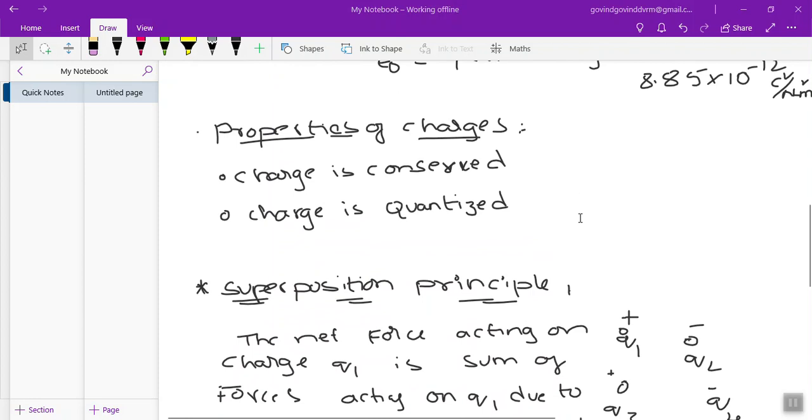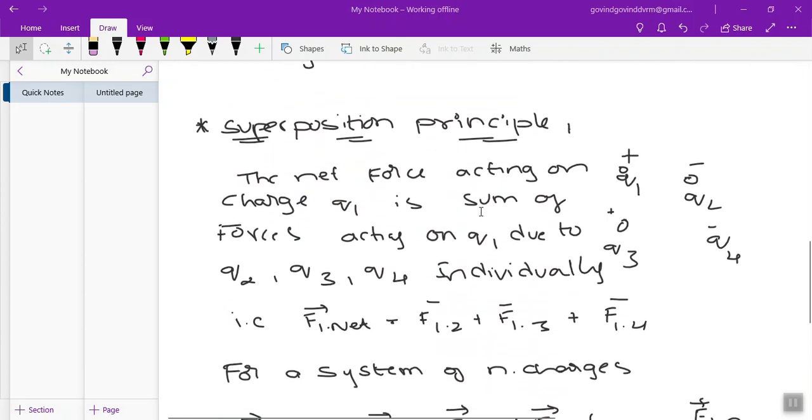Quantization in the sense that charge comes in discrete lumps. But recent studies have shown that the quantization of charge doesn't hold. But for our study, for engineering purposes and engineering calculations, we can take charge as quantized. That is, charge comes in fixed lumps like electrons and protons and so on.